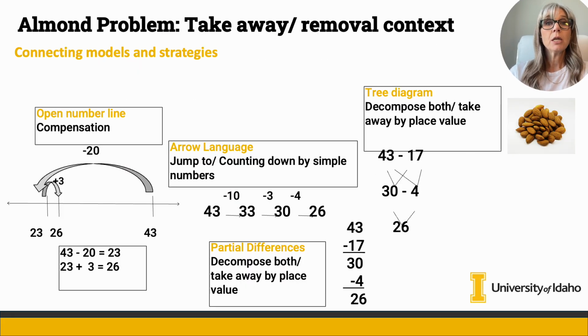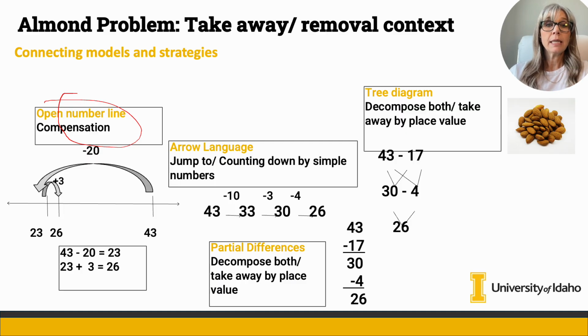The first solution shows the strategy compensation using an open number line. Compensation is changing one number to a friendly number, performing the operation, and then adjusting it back to compensate for the original change. So here, I changed 17 to 20 to make it an easier problem. I subtracted 20 from 43, which gives me 23. Yet I have to adjust my 23. Because I took 3 more than needed, I have to add that back, which results in 26. This can be a really great mental math strategy.